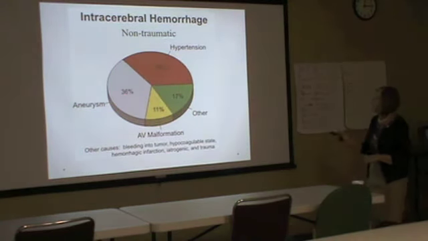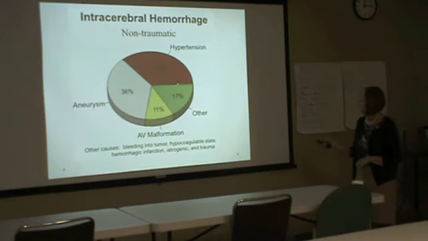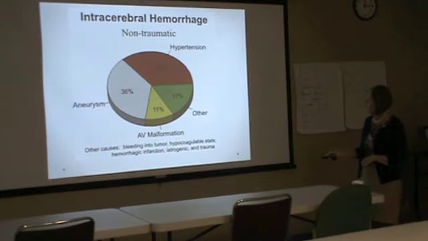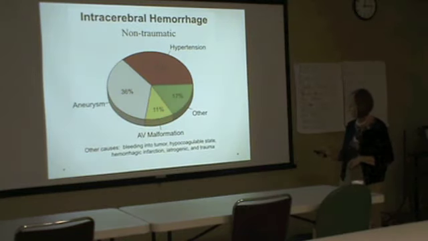In general, here's non-traumatic intracerebral hemorrhage, and these are some of the etiologies. Hypertension is, of course, our biggest risk factor associated with hemorrhage. 11% are AV malformations. 36% are your aneurysm or subarachnoid hemorrhage. This other is a conglomerate of things. Basically, it's just to show that 36% are over here in the subarachnoid place, and this is a combination of generally more of the intracerebral.